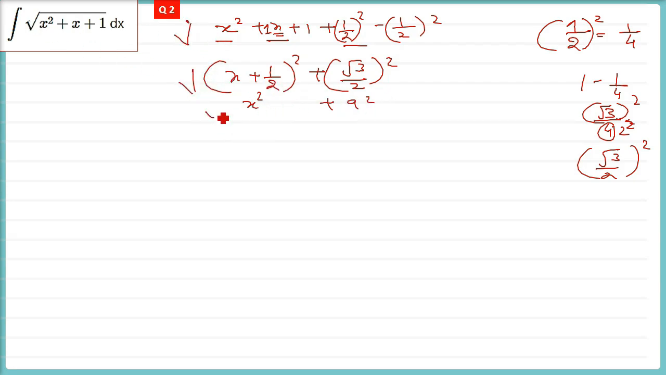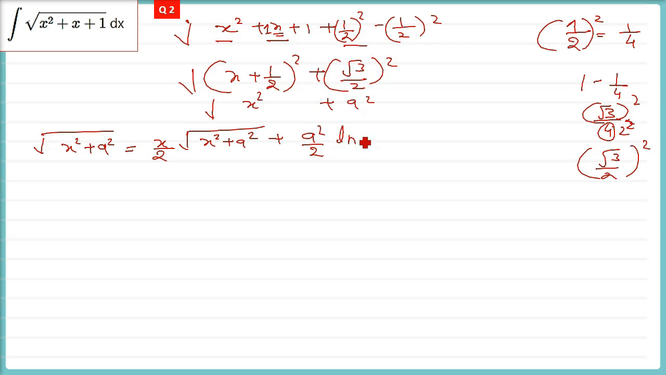I just explained it without the root so that you can solve it and then take care of the root. So this x square plus a square formula, as you are quite aware, is x by 2 under root x square plus a square, plus a square by 2 and log base e, you can write it as ln also, and in this you have x plus under root x square plus a square, then you end it with a constant of integration. What is x here? x we will take as x plus half, x plus 1 by 2.